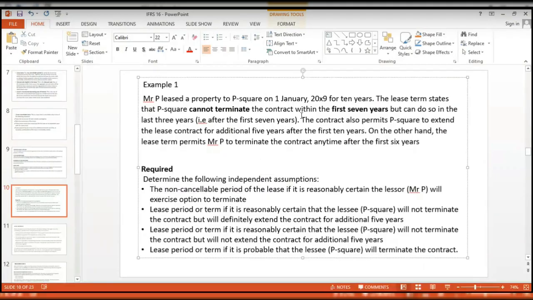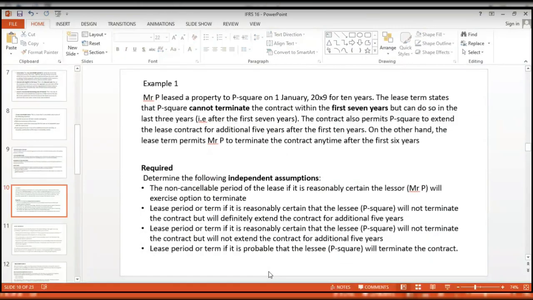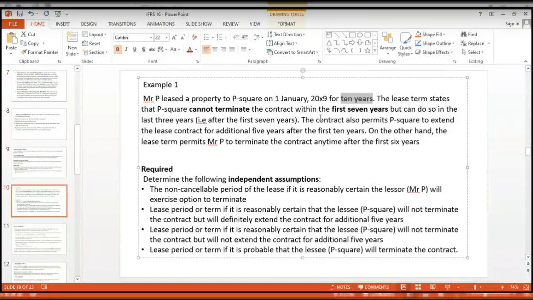We are not doing calculation now. We are trying to understand what we call the non-cancelable period and the different terms we have tried to define earlier. So the non-cancelable period of the lease is 7 years for that first question. Don't forget, these are independent assumptions. We are not saying all the assumptions are put in one. So next we say lease period or term. If it is reasonably certain that the lessee, P Square, will not terminate the contract, but will definitely extend the contract for additional 5 years, then the lease period will be 15 years. That's the answer to that, please. Because initially it is for 10 years, and it has an option to extend the lease contract for additional 5 years.